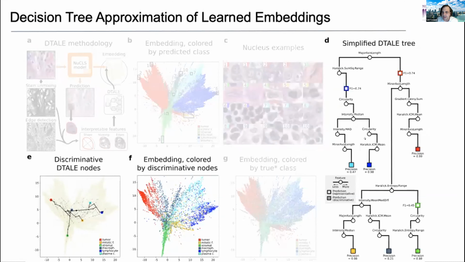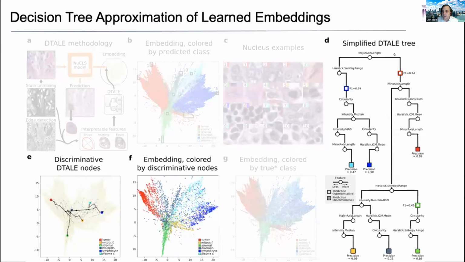So we created this decision tree, and then at each point in the split, you see a feature that's used in making a decision between different types of nuclei. So at the top level split, we have the difference between immune cells and tumor cells. And what's being used there by the algorithm, the primary determinant, is major axis length. So if you have a long major axis length, you're more likely to be a tumor cell or a stromal cell. If you have a short major axis length, you're more likely to be an immune cell. And that's true. Immune cells are kind of small and round.